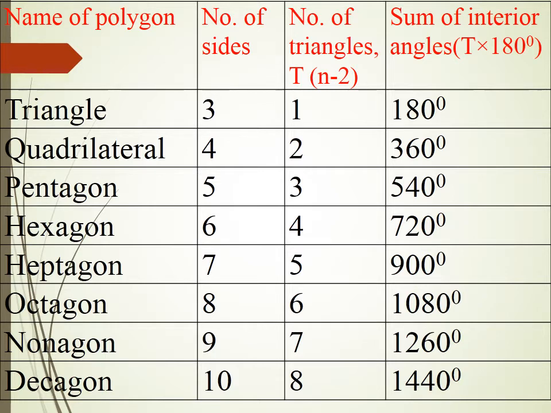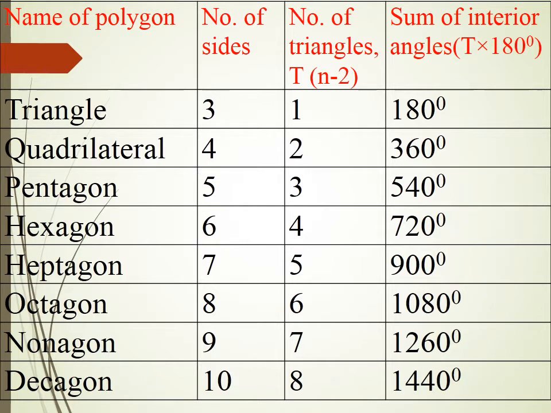The second polygon is a quadrilateral with 4 sides. And then the number of triangles is 2. The sum of the interior angles is 2 times 180, and that gives us 360 degrees. A pentagon has 5 sides. The number of triangles is 3. The sum of the interior angles is 540 degrees.